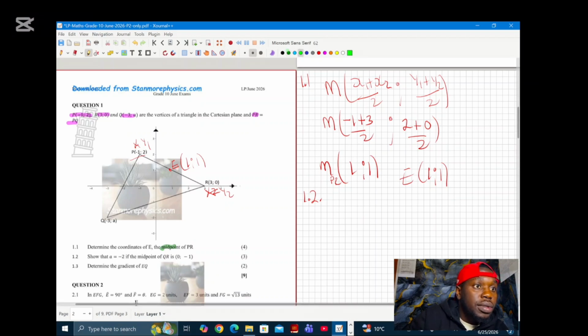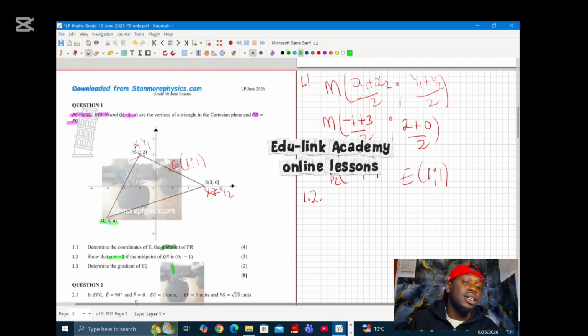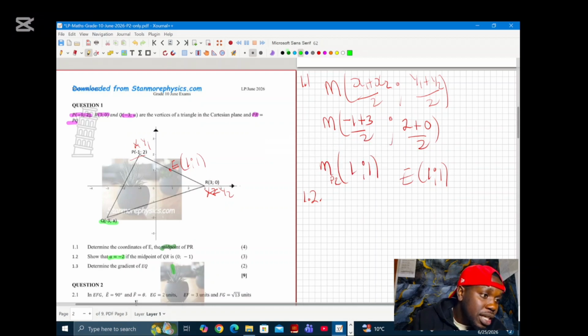When we highlight this, it says show that A is equal to -2. Where is A? A is the coordinate of Q. Then they also give you a clue. They said if the midpoint of QR is, they now tell you about a certain midpoint. So every time you hear of something like this, it means somehow you have to use the midpoint formula, because they gave you the midpoint of QR.